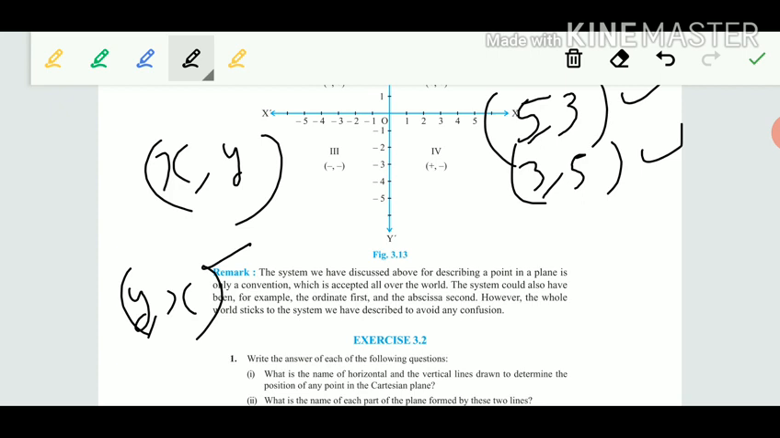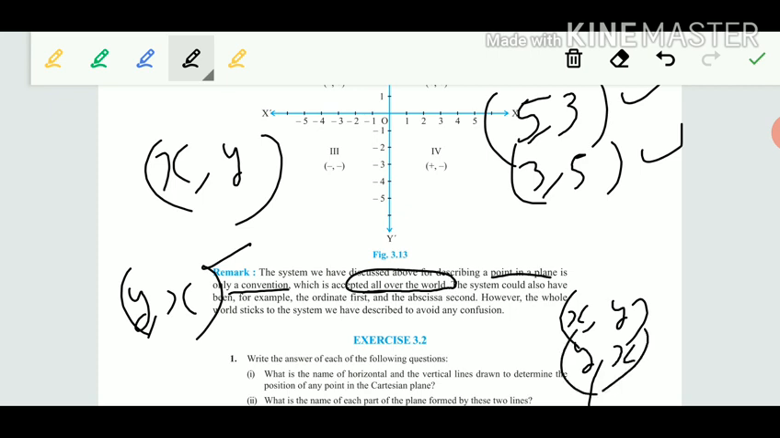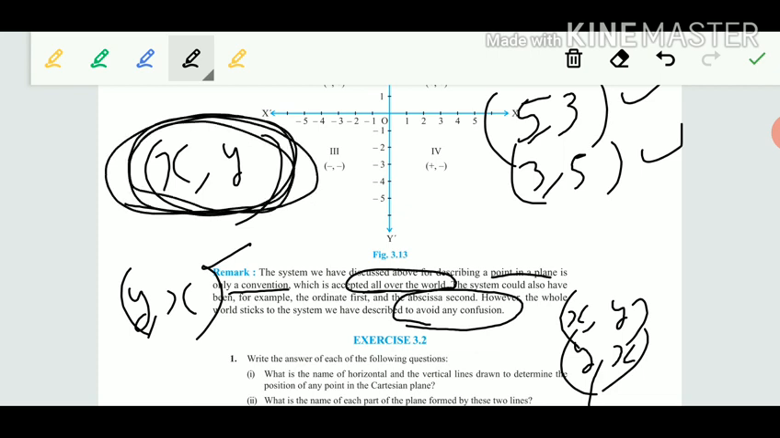The system we have discussed above, point in a plane, is a convention which is accepted all over the world. All over the world we are following the same pattern. We are taking the x value first, then we are taking the value of y. We can also write the value of y first and the value of x second, but to avoid any kind of confusion we follow the same pattern. We follow the pattern: the value of x coordinate first and the value of y coordinate second.